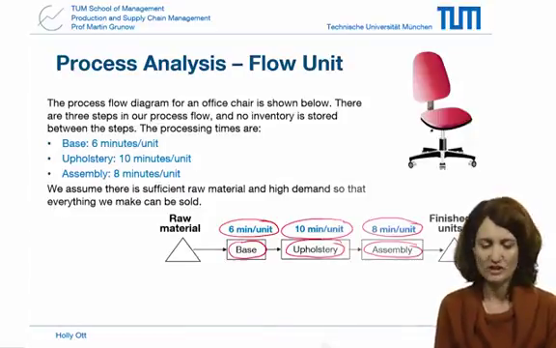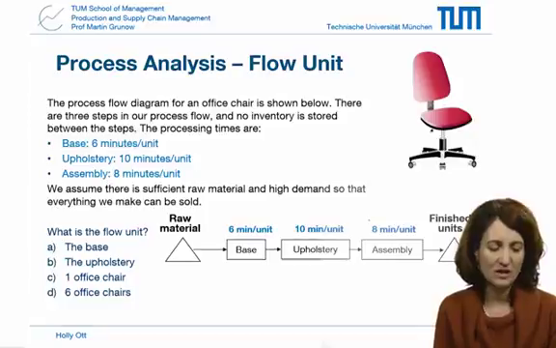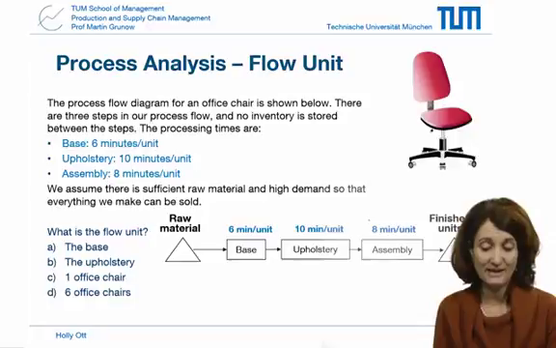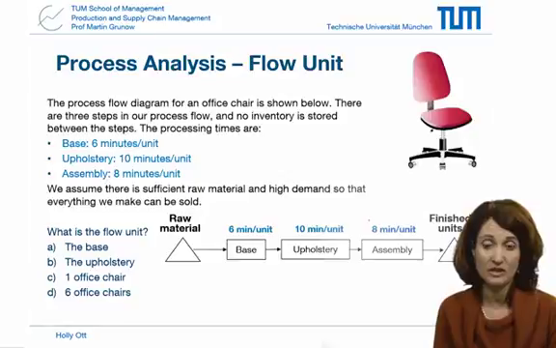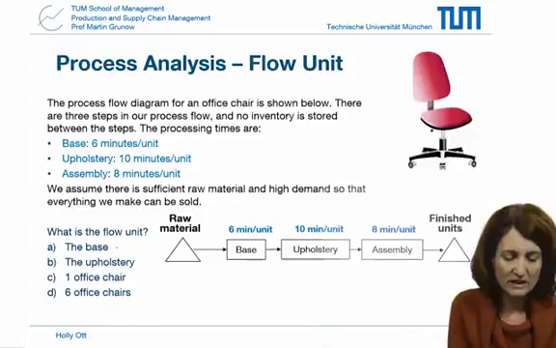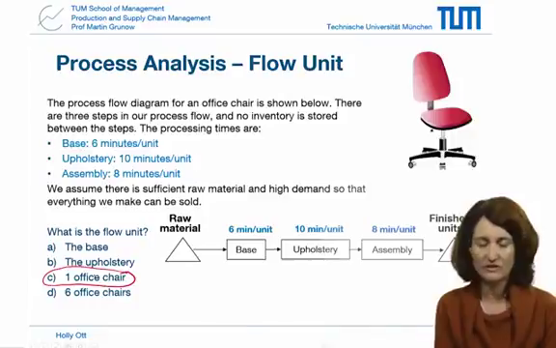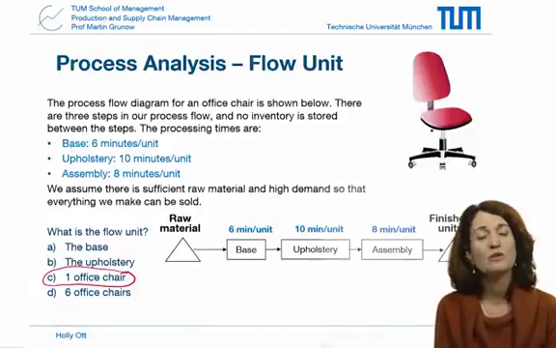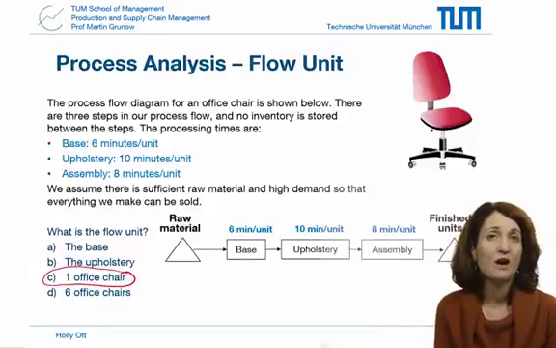Now, first question is, what are we going to use as our flow unit? So answer A is the base, answer B is the upholstery, answer C is the office chair itself, and option D then is a batch of 6 office chairs. And here it should be fairly clear. We're not talking about the individual parts of the chair. We're talking about the final unit, the office chair. We haven't talked about any batches yet. So we're going to look at our flow unit of an office chair.